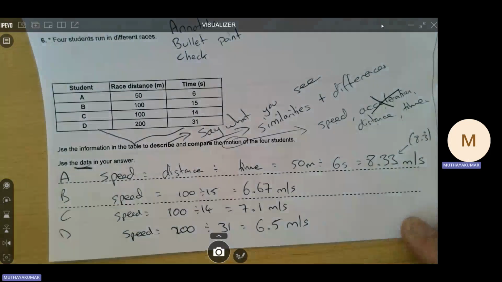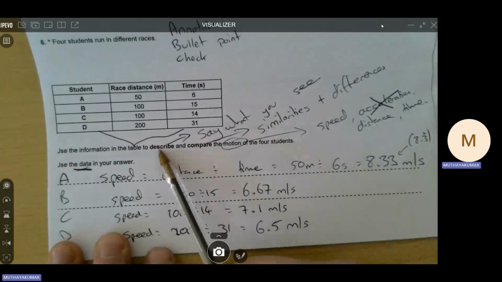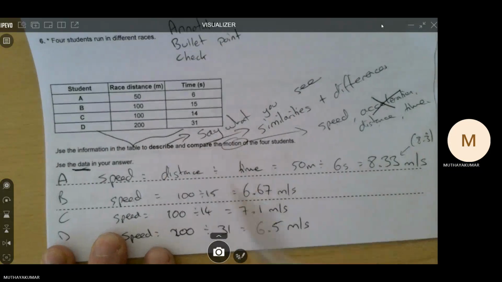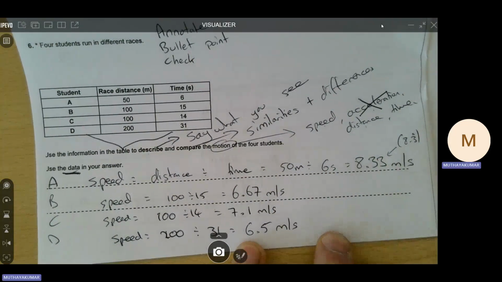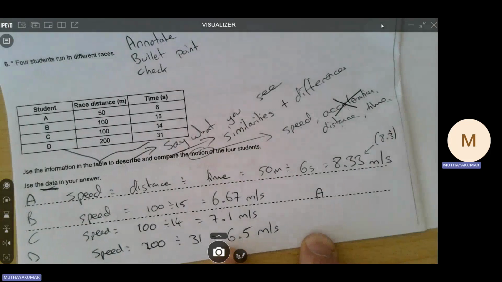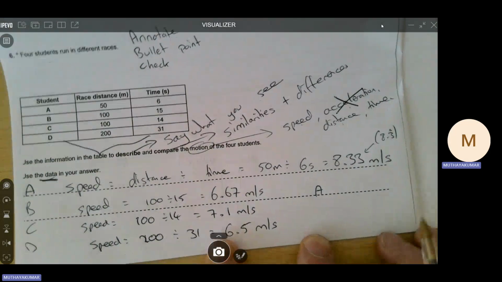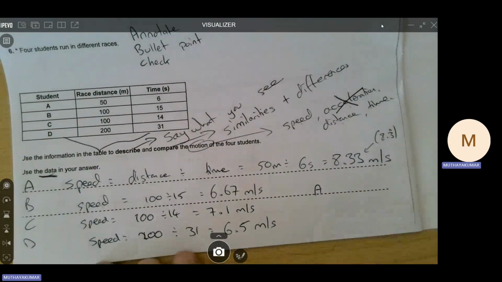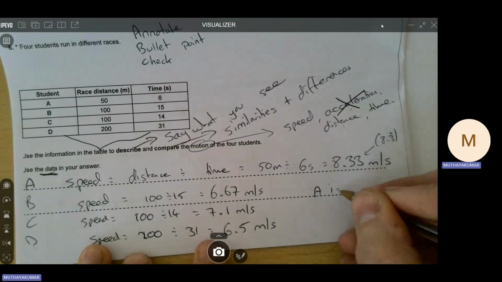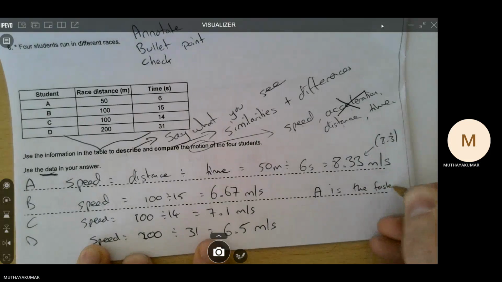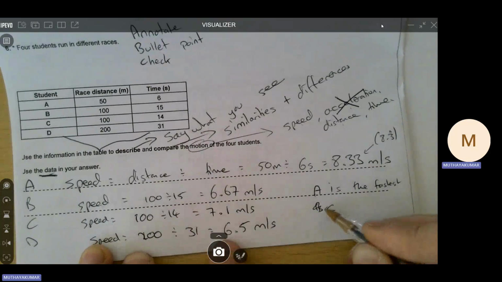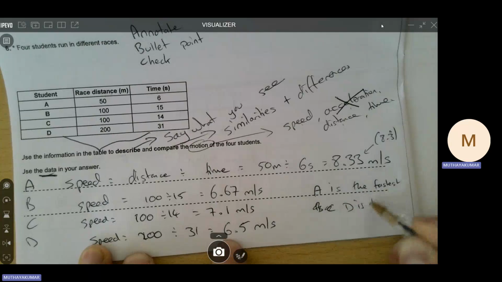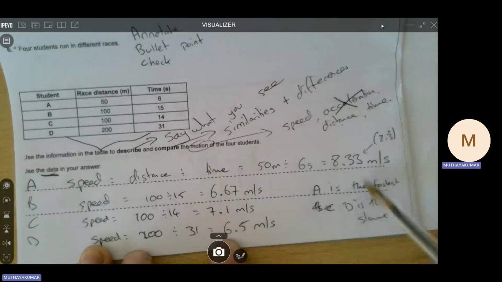So now I've got some information I can talk about. So now we can maybe describe what we see, or maybe we can compare. So what do I see? I see they're traveling at different speeds. I don't know what the mark scheme is. I haven't looked at it and no one's given it to me. But I'm going to say the obvious things to start with. I'm going to say which student's the fastest. A is the fastest. I'm going to say which is the slowest. Not B, C, no, D even is the slowest. It might get me marks, it might be too simple, I don't know, but it doesn't take me long to write it down.